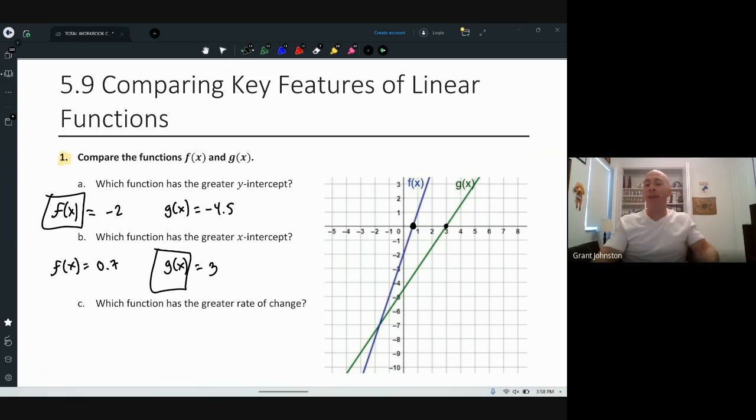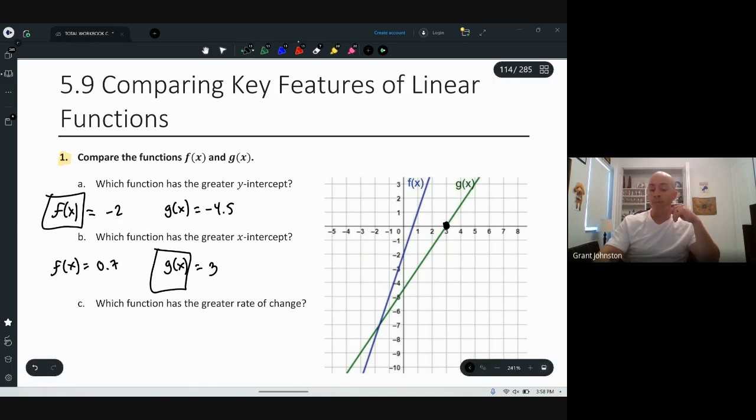So these are just estimating, and I'm writing them out, kind of. You don't need to do that. But g of x definitely has a greater x-intercept. C says which function has the greater rate of change? And rate of change is just the slope. It's another way of saying the slope.